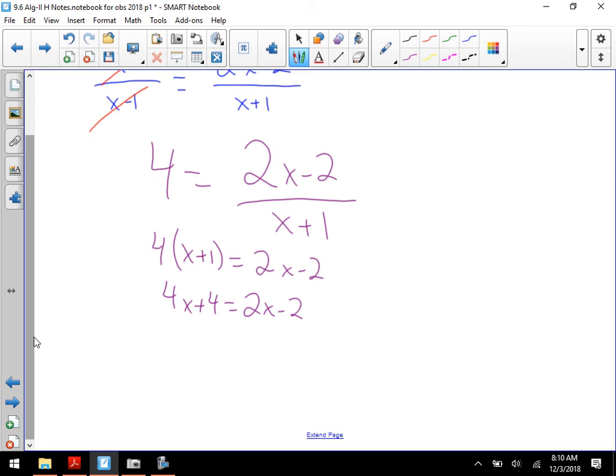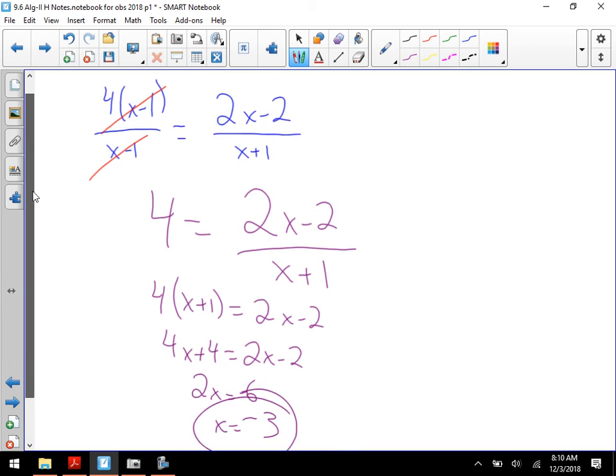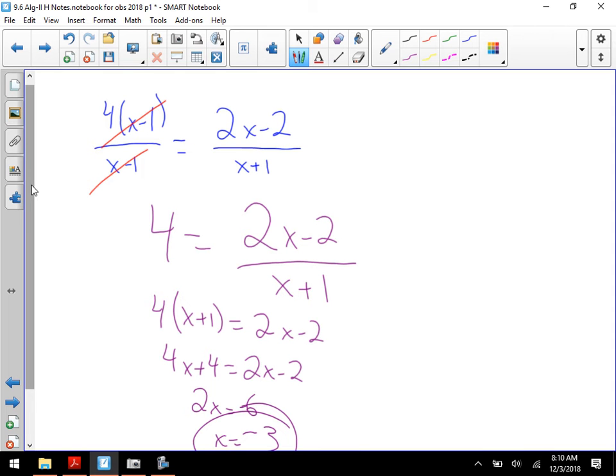So now here you subtract 2x, or subtract the 4, we get 2x is negative 6. You get negative 3. And then you would always double check to make sure it's an okay answer. That leads us to where we're at today.